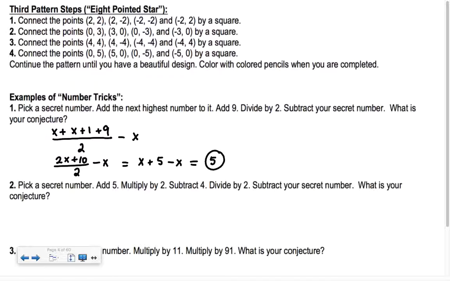Okay, so let's try it on the next one. So again, pick a secret number. And then we're going to add 5. Hit enter if you're using a calculator. We're going to multiply by 2. We're going to subtract 4, divide by 2, and then subtract that secret number.